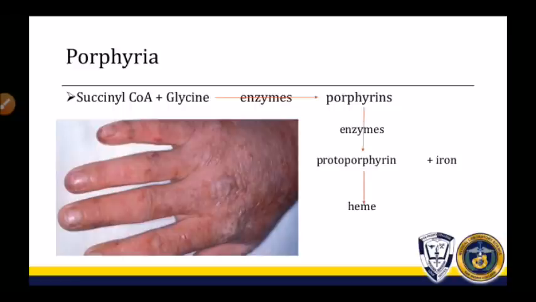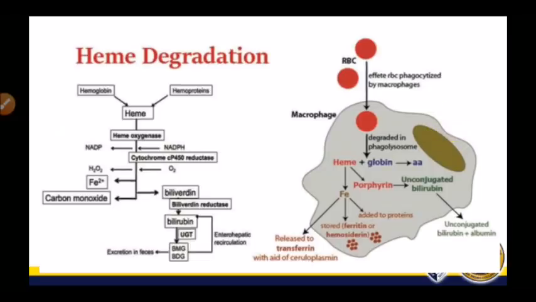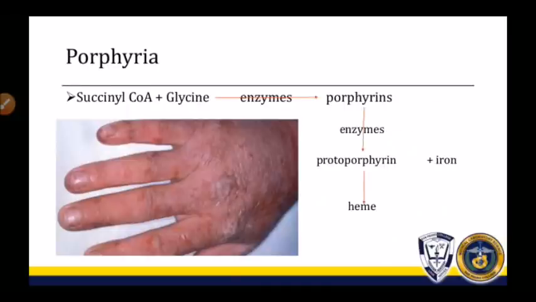So, in porphyria, si succinyl coenzyme A plus glycine, kay mag-undergo na siya or ma-process na siya through different enzymes. So, through these different enzymes, si succinyl coenzyme A and glycine will become porphyrins. So, daghan na sila nga klase nga porphyrins, no? Daghan na sila klase nga porphyrins and at the same time, daghan pud enzymes involved in those porphyrins. So, si porphyrins, with the help of another enzyme, will become protoporphyrin.